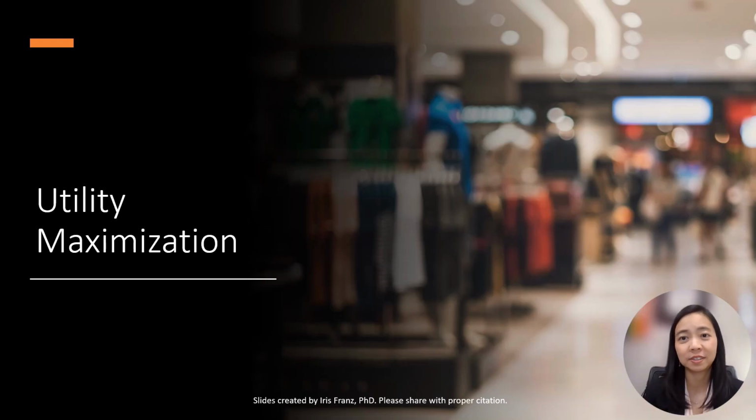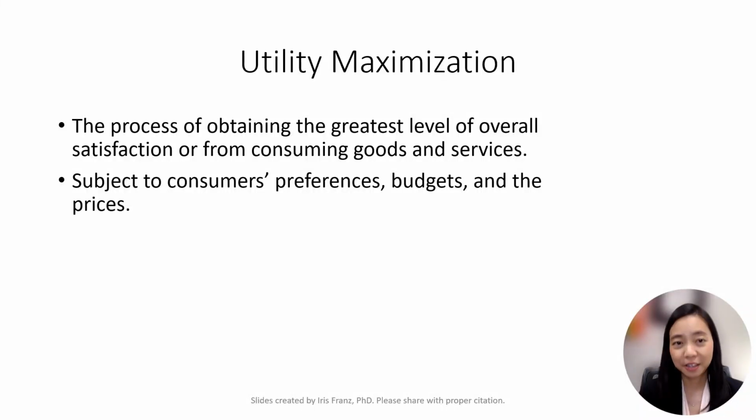Today we will continue with the subject of consumer choice. In particular, we will learn utility maximization. Utility maximization is a process of achieving the highest level of satisfaction by consuming goods and services. The outcome of your consumption bundle depends on your preferences, your budget, and the prices of goods and services. Because we all have different preferences and budgets, when you go to the supermarket, you purchase a very different basket of goods from other shoppers.